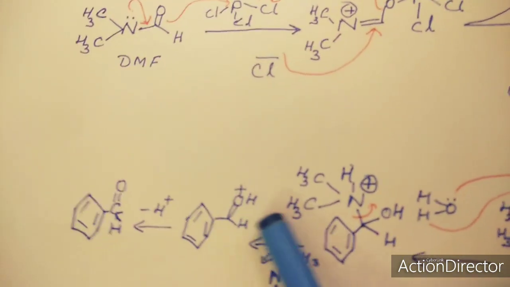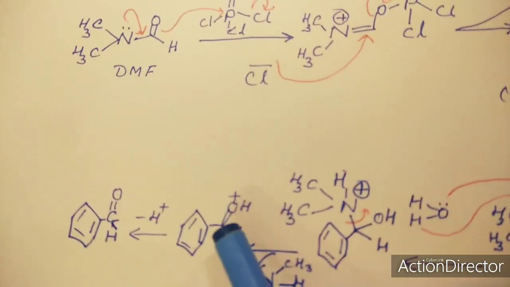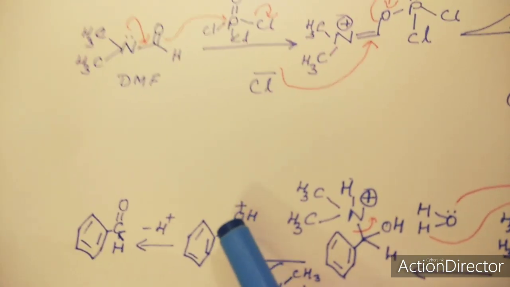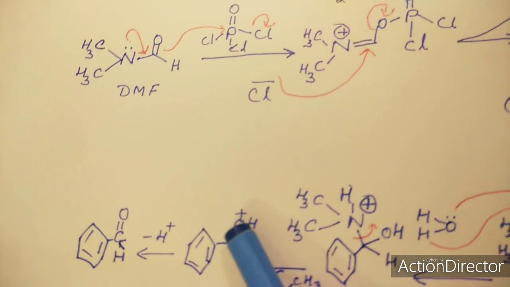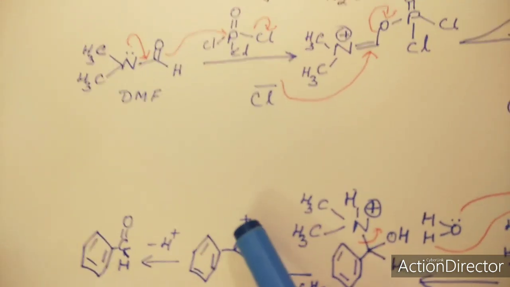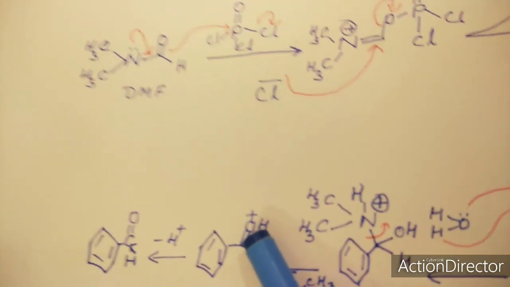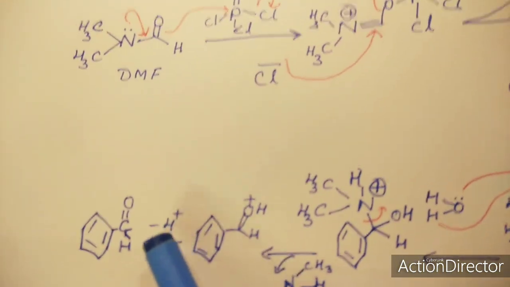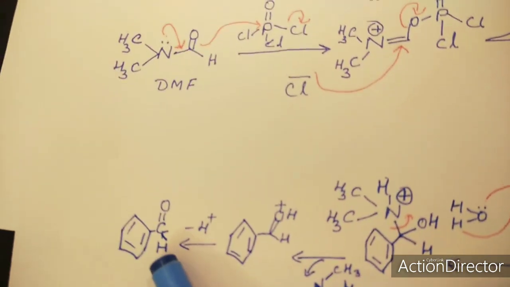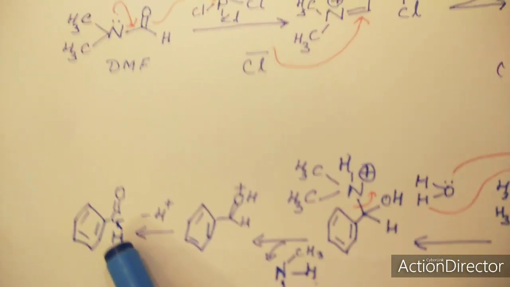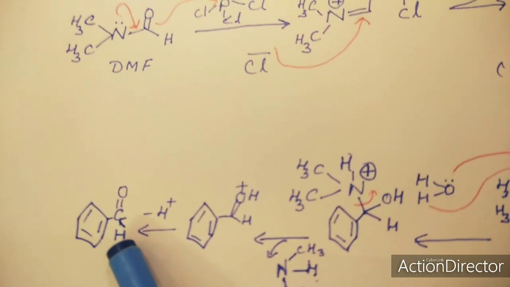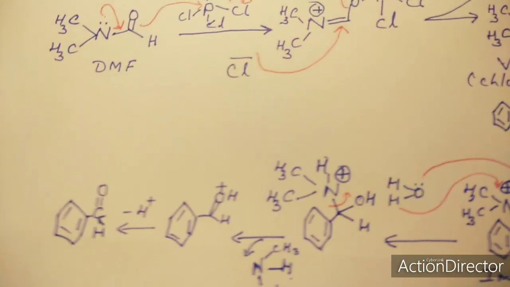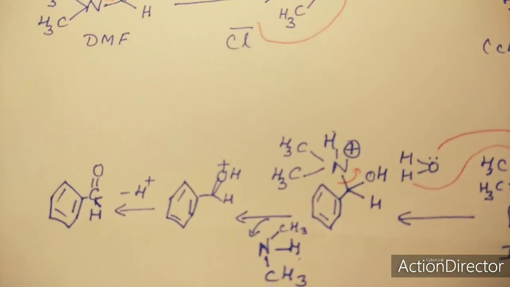Once this leaves, then we will get, because one bond has been broken, carbon will form a double bond with the lone pair of electrons on oxygen. So now oxygen gets a positive charge, which is easily removed in the form of H positive, and we will get our derivative, that is our formyl derivative. In this case, the simplest reaction, benzaldehyde. So benzaldehyde has been formed by means of the Vilsmeier Haack reaction.